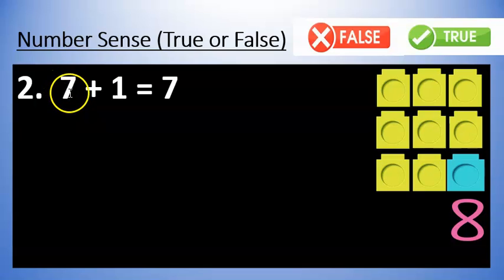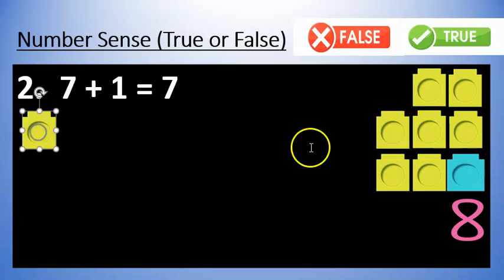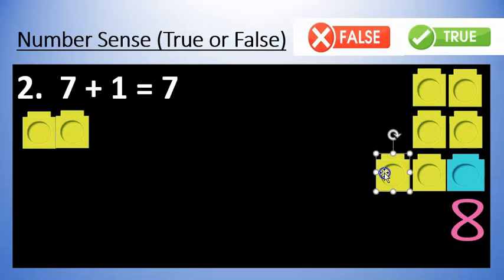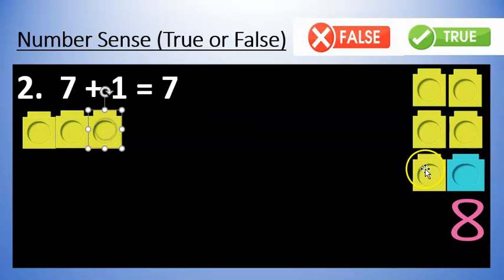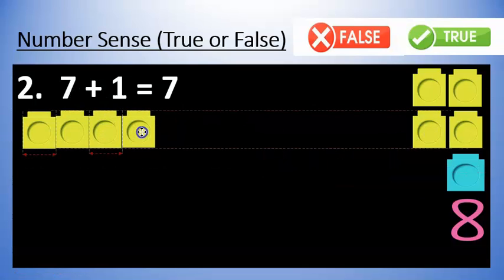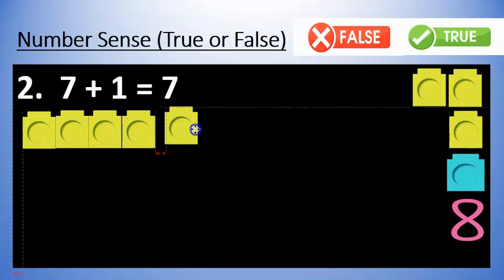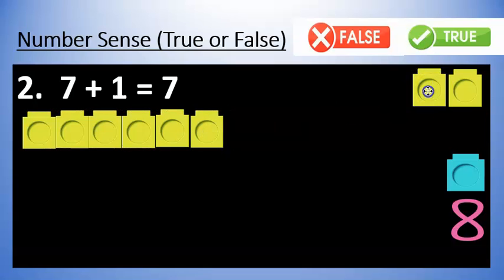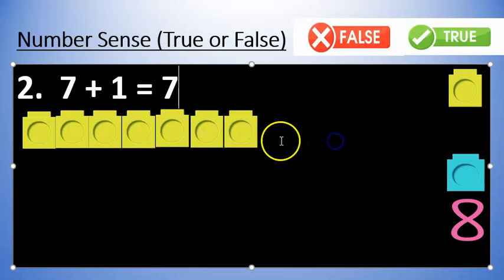Now we're going to look here at this first number. What number is this? 7. So I'm going to drag 7 of these linking cubes back here again. So we have 1, 2, 3, 4, 5, 6, 7. Now look, we have 7 cubes here that represent 7 there.